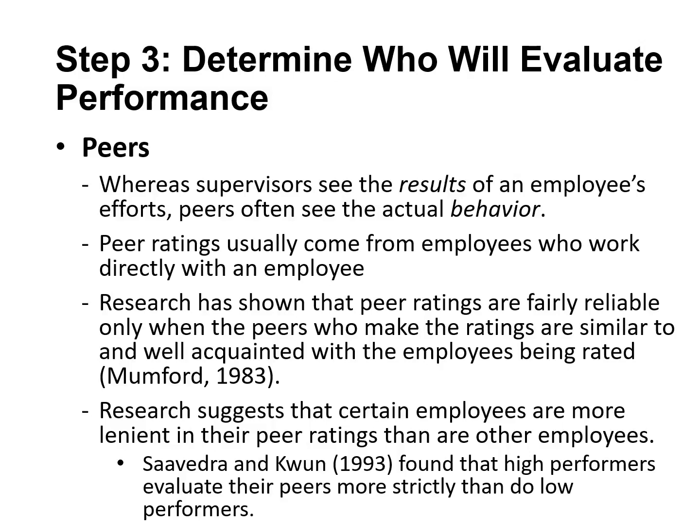Okay, so now research suggests that certain employees are more lenient in their peer ratings than other employees. Of course, when you're friends, then you might talk to each other that you should give a high rating to each other. However, that's not always the case because Saavedra and Kuhn found that high performers evaluate their peers more strictly than low performers. In other words, better workers tend to be more strict when it comes to evaluating their peers. That's why better students may have the possibility of giving their peers lower grades. Why? Because they compare the performance of their peers with their own performance. So those are the potential biases that may influence peer ratings.